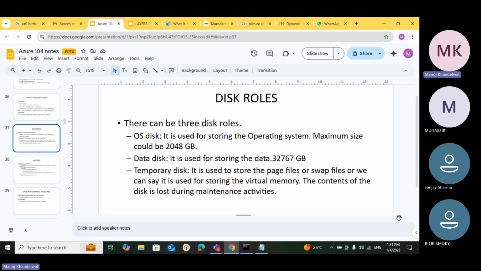To understand temporary disk, do you want to know temporary disk in detail, yes or no? Yes, we know. Want to know in detail? Yes. Can we say cache which stores that is a temporary?